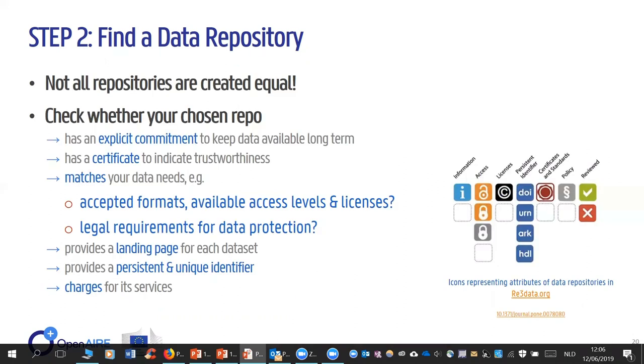And if you look for a repository, it's good to pay some attention. A repository can really help you, if it's a good repository, to make your data FAIR, to make writing a data management plan a lot easier, because it can take on a lot of the questions and tasks that you're asked to do. So look for data repositories that match your data needs. If you have large volumes, for example, does it accept the format in which your data is available? Does it attach an access level? Can you attach a license, for example? Does it have a landing page? Does it have a persistent identifier? So this unique code attached to your data, this handle. And are there any costs involved? These are all things that are very good to know in advance.